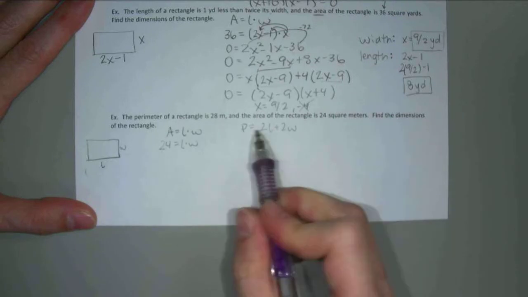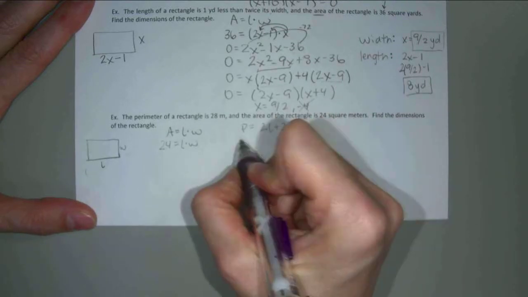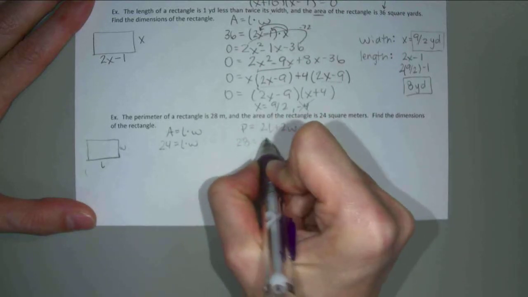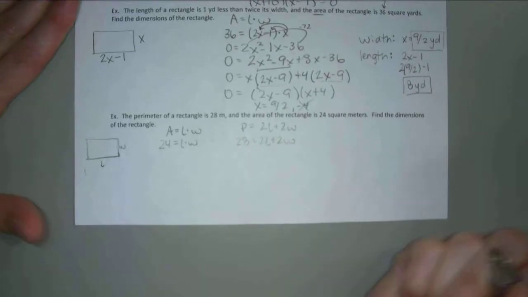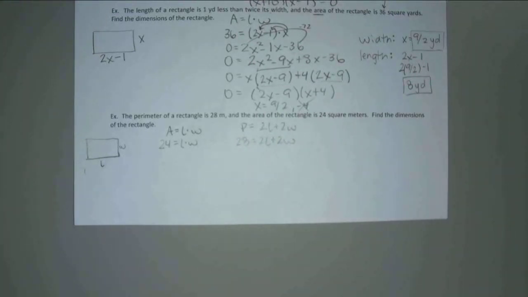And we know our perimeter. What was our perimeter? 28. So all I've done so far is just plug in the two numbers they actually gave me, the area and the perimeter.